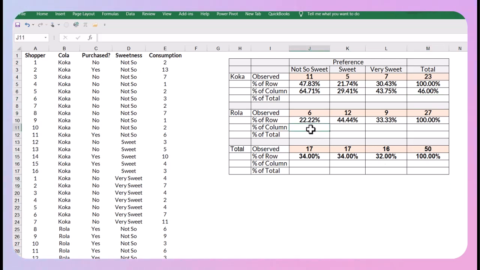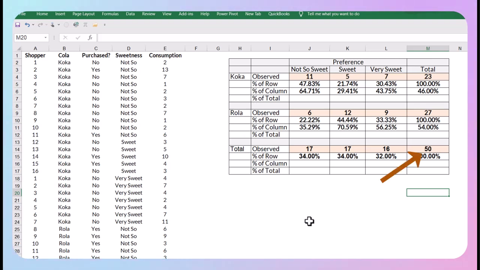We'll do the same thing for this one, where we're simply taking our counts divided by our column totals. So I have count divided by column total, and then count divided by column total again. All right, so now the last thing I need is percentage of total.